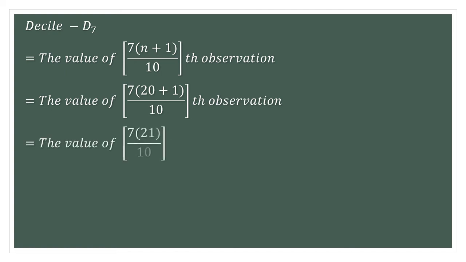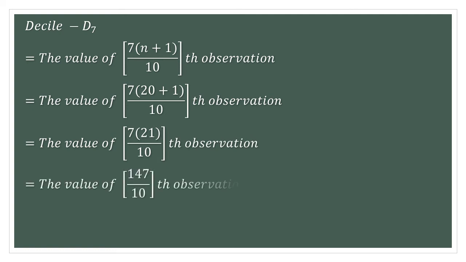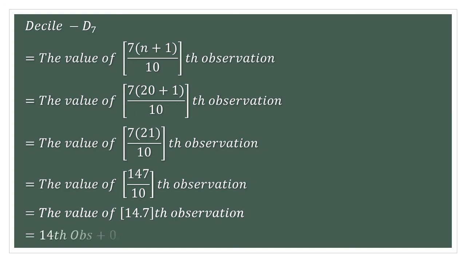7 into 21 will be 147 divided by 10th observation, that would be 14.7th observation. We have to follow the same thing which we did in the last. 14.7th observation means 14th observation plus 0.7 into 15th observation minus 14th observation. This is the method of solving this kind of sums.